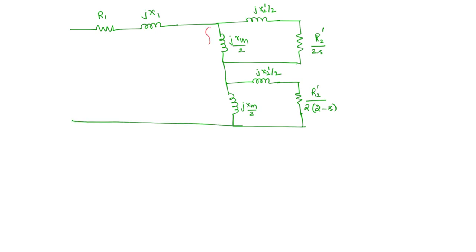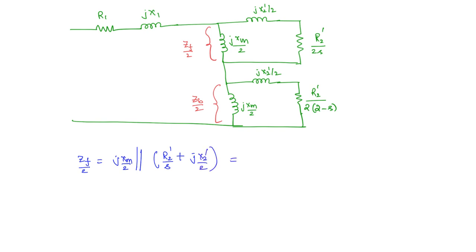Now often this part of the impedance is taken as Zf by 2, the forward field impedance divided by 2, because all of these parameters are divided by 2. And this is the backward field impedance, so we write it as Zb by 2. What will be the value of Zf by 2? This is equal to jXm by 2 parallel to R2' by s plus jX2' by 2.